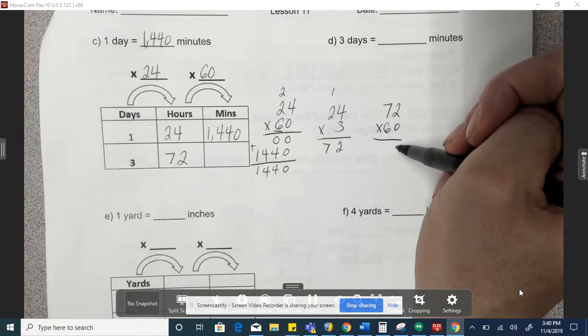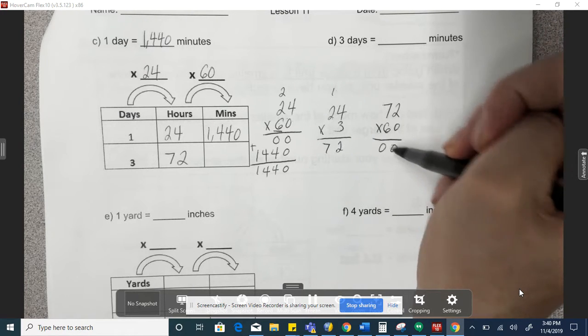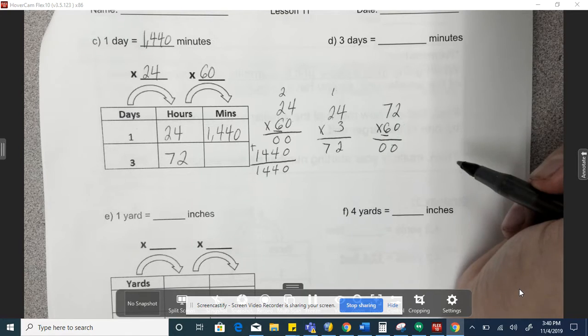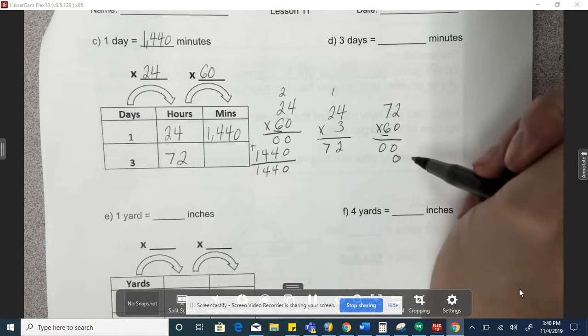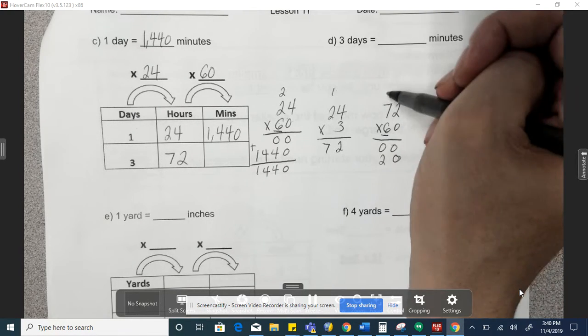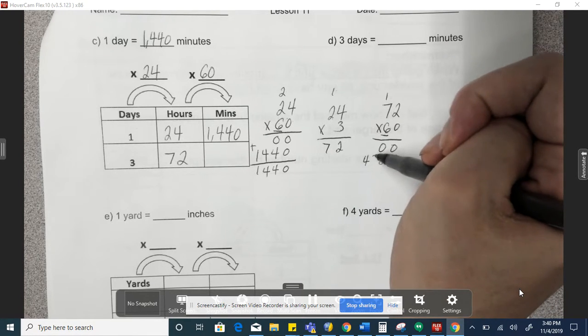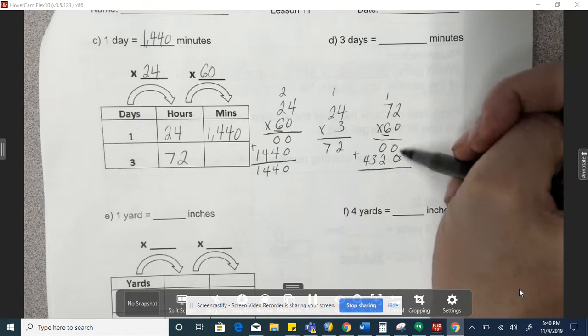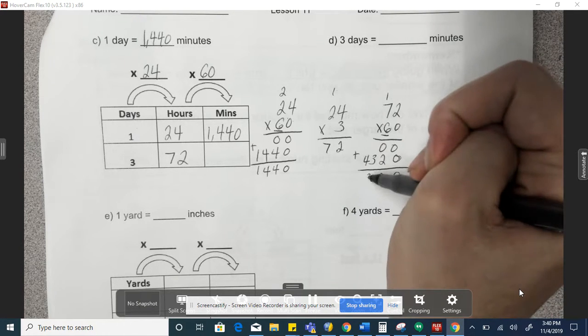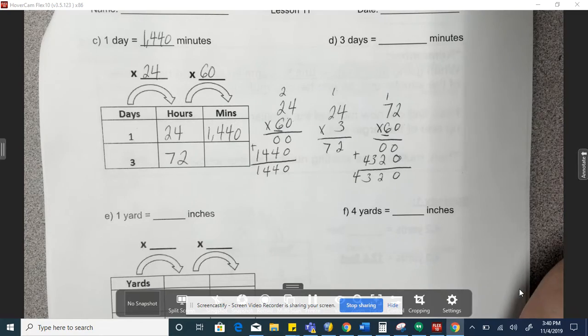0 times 2 is 0. 0 times 7 is 0. I'm multiplying everything by 6 in the tens place, so I'm putting a 0 in the ones place. 6 times 2 is 12. Carry the 1. 6 times 7 is 42, plus 1 is 43. When I add this up, I get 4,320 minutes.